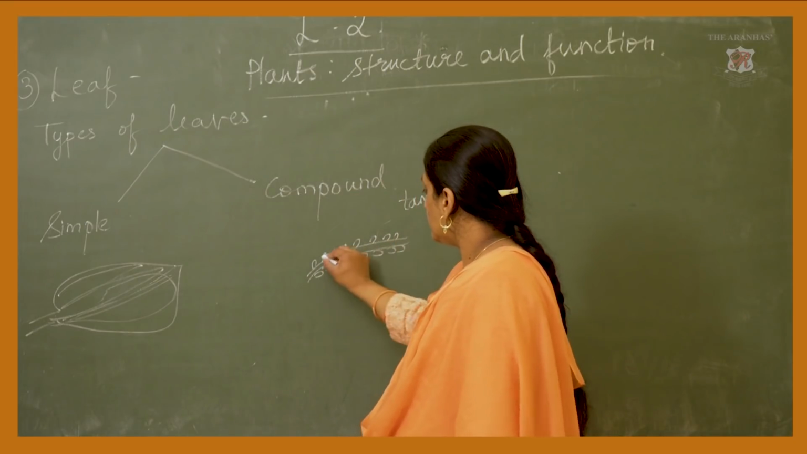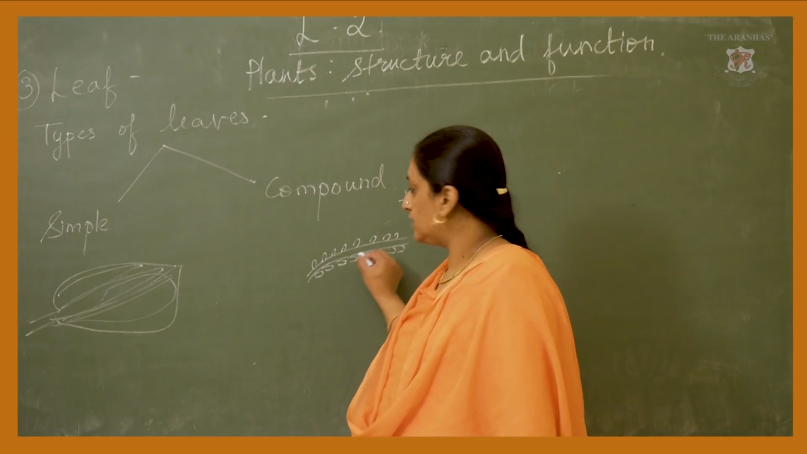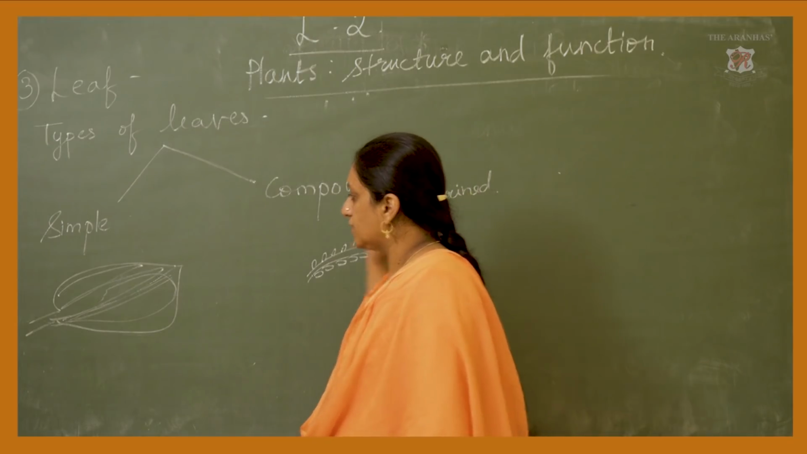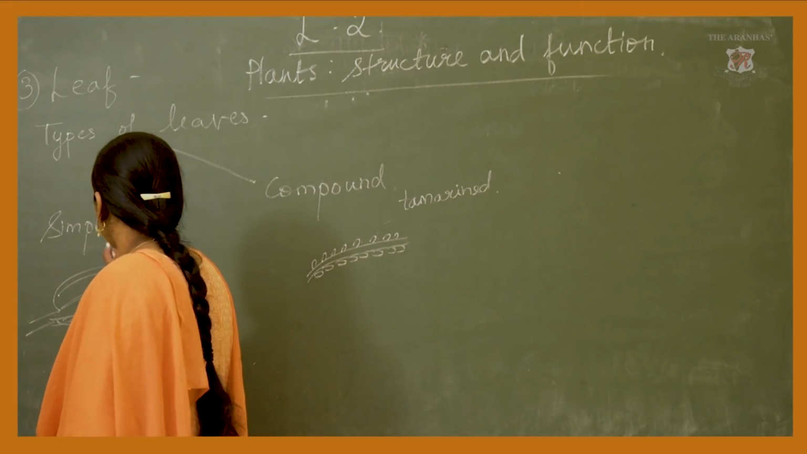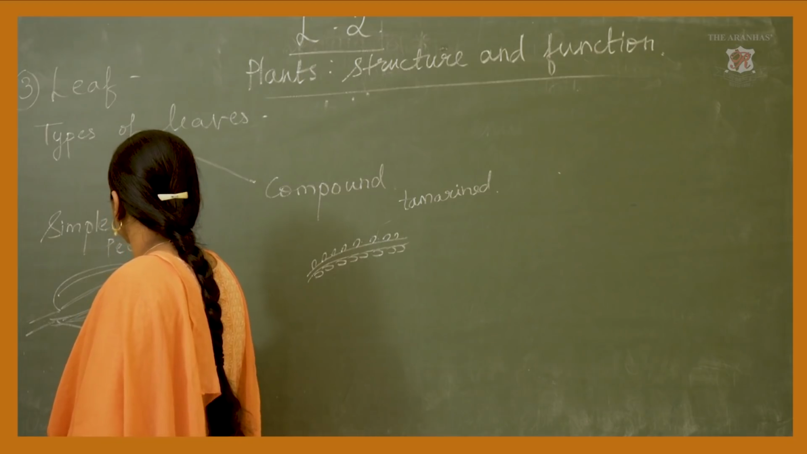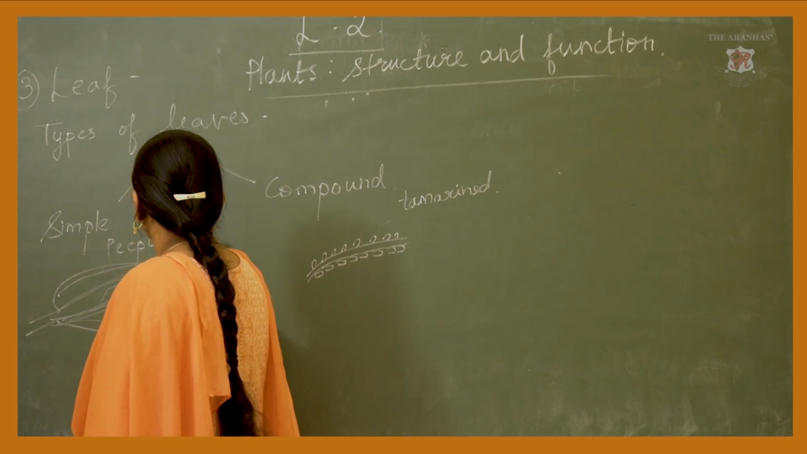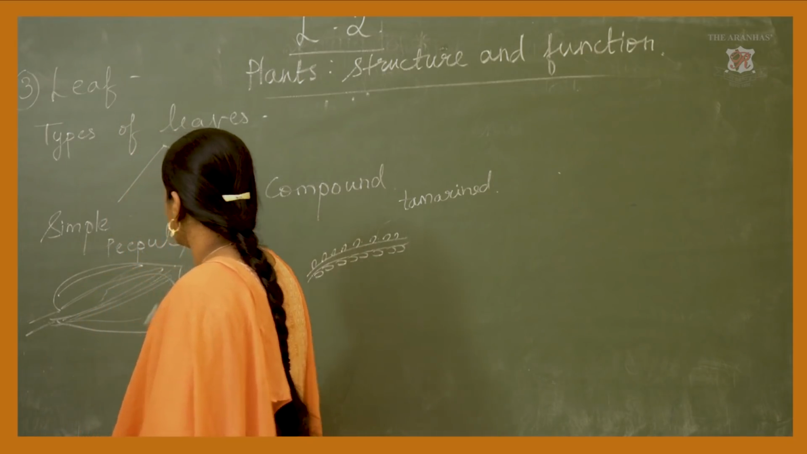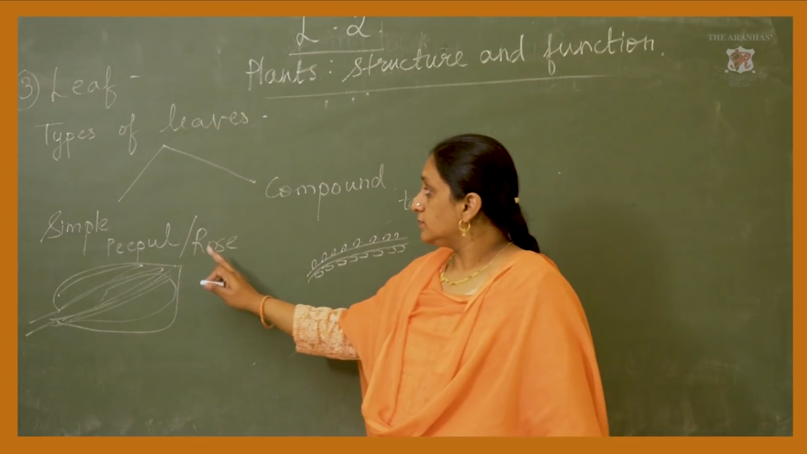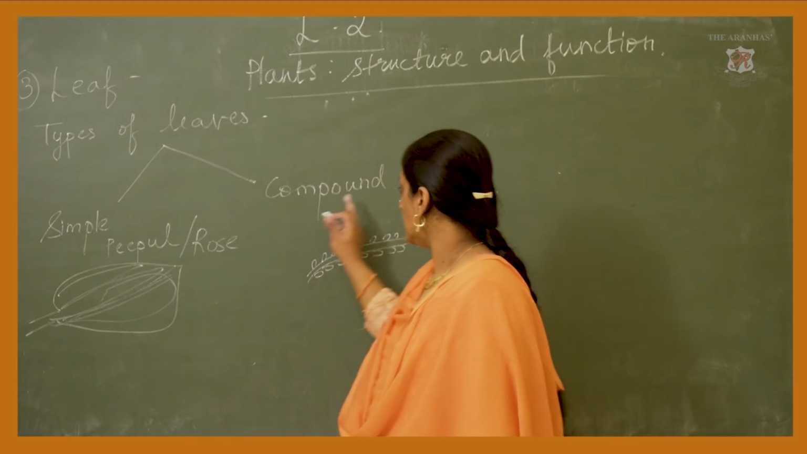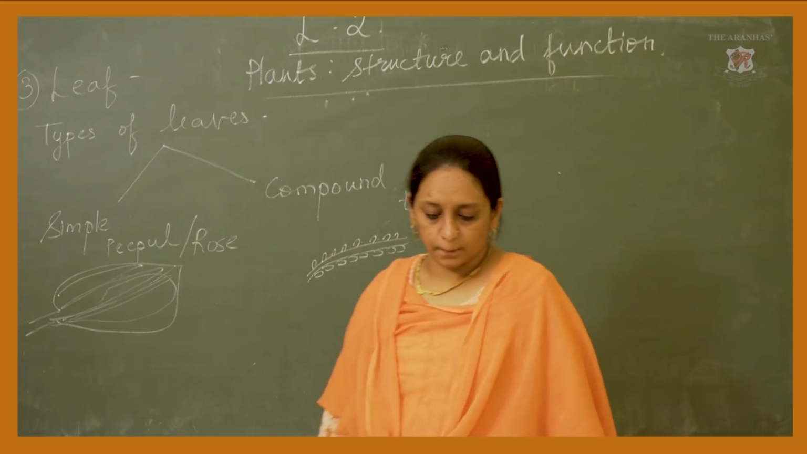And a leaf blade which is divided into small leaves is called the compound leaf. For example, tamarind. Here for example peepal leaf, or you can take rose leaf, are plants having simple leaves, and tamarind is a plant having compound leaves.